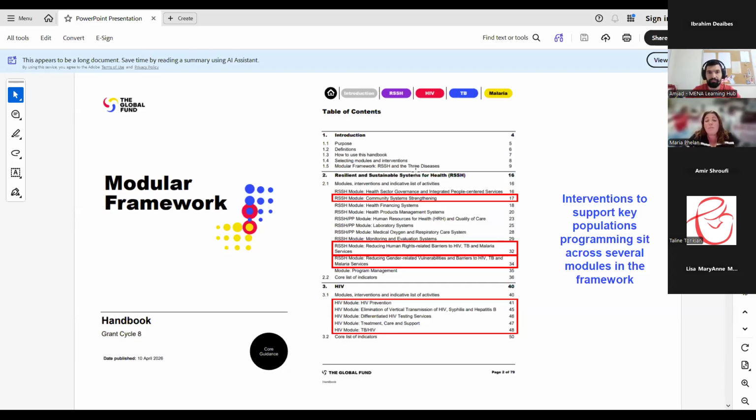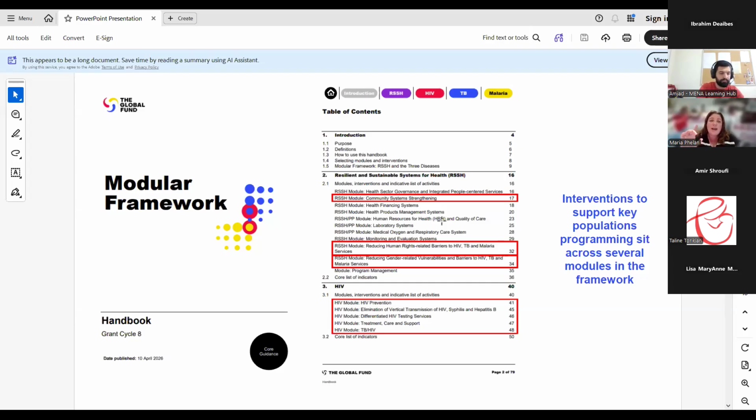As Amir mentioned, program essentials remain fully intact, with some new program essentials added. So program essentials around access to services, condoms, PrEP, and harm reduction are there and are really important in this space. And indicators remain disaggregated by key population, both for visibility and accountability for outcomes for key populations. Safety and security, which is a really critical component of KP programming, is explicitly named under community mobilization and prevention stewardship in the HIV prevention modules, and in the RSSH modules under reducing human rights barriers to HIV, TB, and malaria services.